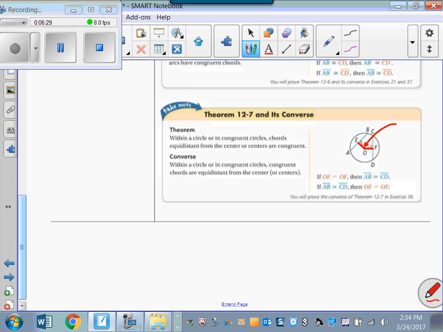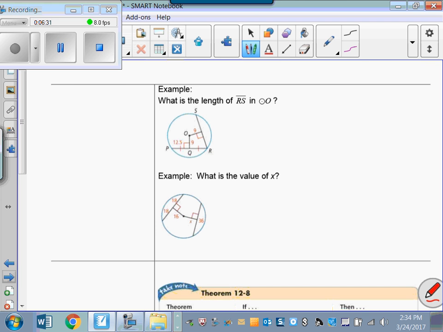Okay, let's see if we have some sample problems here. Yes, we do. What is the length of RS? I'm going to highlight RS. A lot going on in these circle problems sometimes. Okay, what is the length of RS? Well, let's see what I know.